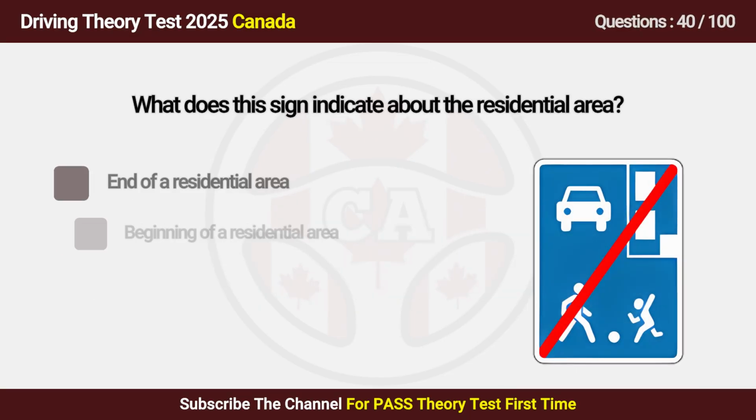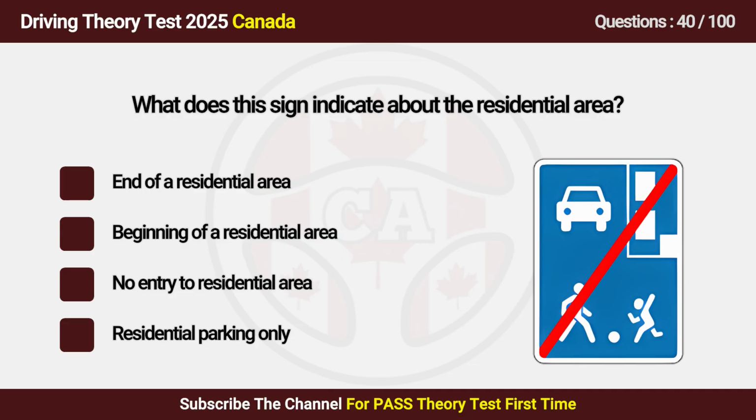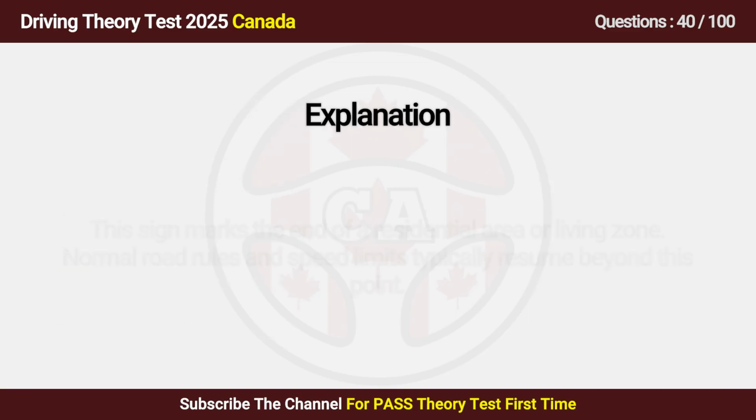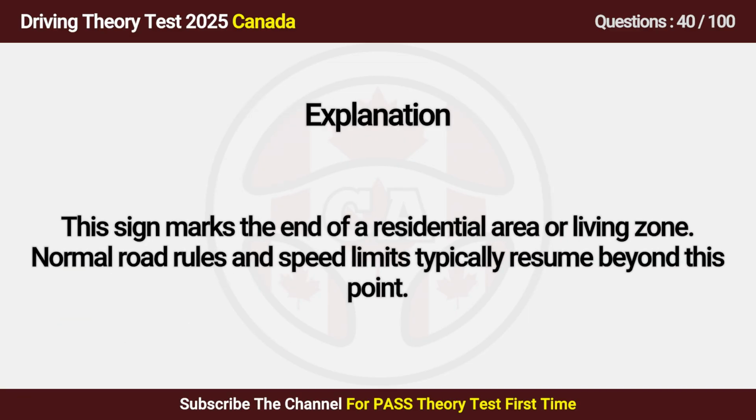Question 40. What does this sign indicate about the residential area? A. End of a residential area. B. Beginning of a residential area. C. No entry to residential area. D. Residential parking only. Answer is A. End of a residential area. This sign marks the end of a residential area or living zone. Normal road rules and speed limits typically resume beyond this point.